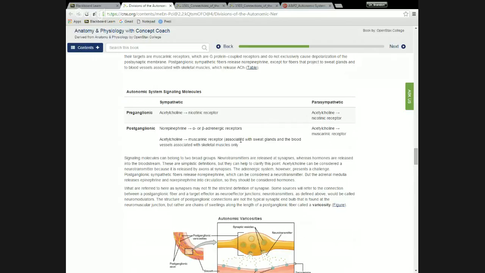Preganglionic fibers, for either division, release acetylcholine at the synapse they make. Okay. You remember acetylcholine? Where did you first learn about acetylcholine? Yeah, in the muscle system, about the neuromuscular junction. Okay.